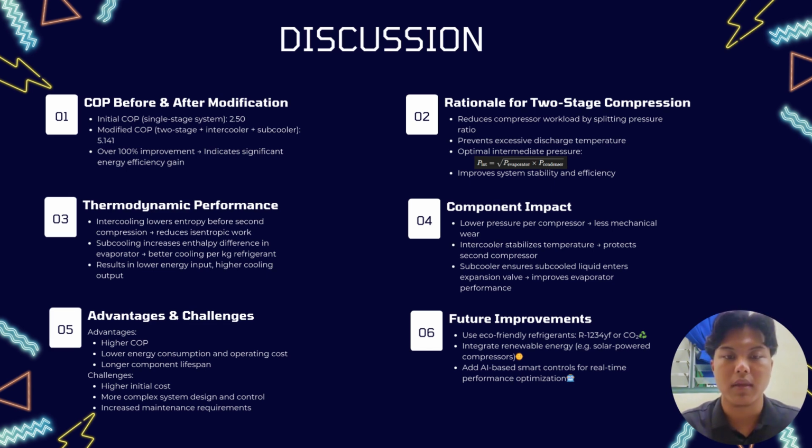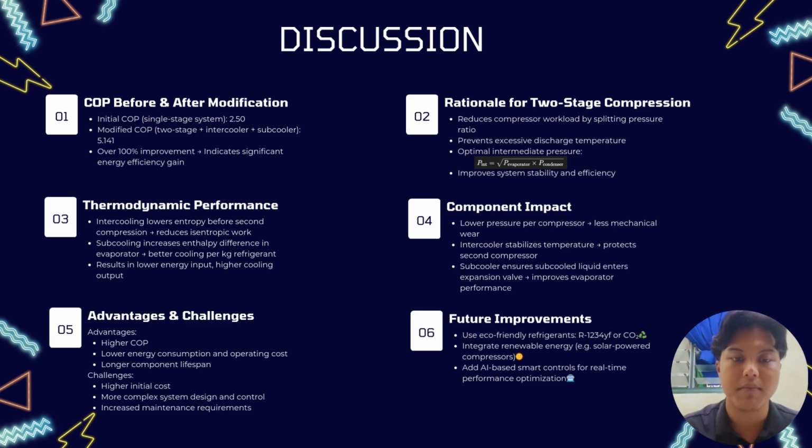Because in a single stage system, the compressor needs to lift the pressure all the way from the evaporator to the condenser. This leads to high discharge temperature, more energy usage, and faster wear on components. In a two-stage system, we divide the pressure lift between two compressors. This reduces the pressure ratio in each stage and helps the compressor operate more efficiently.